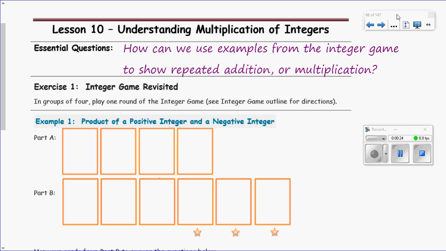Okay, part A. We want to use the integer game as an example to show repeated addition or multiplication. In example 1, part A, I'm going to give you 4 random cards. So let's go ahead and write in these numbers. The first card we picked up was 3. The next card, -1. The third card is 10. And the fourth card is -5.